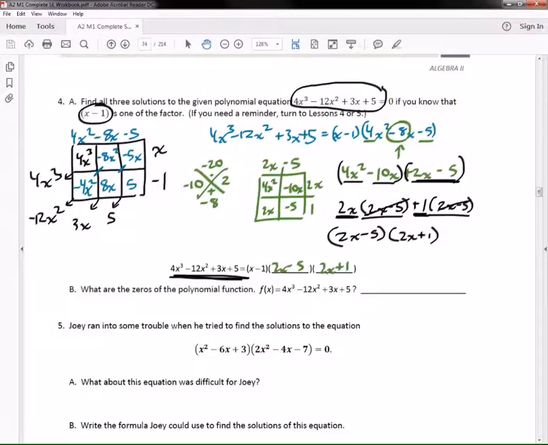Which one do you guys like better, the box or the grouping? The box. I like the box too, because look, there's way less writing for the box. I like you, box.